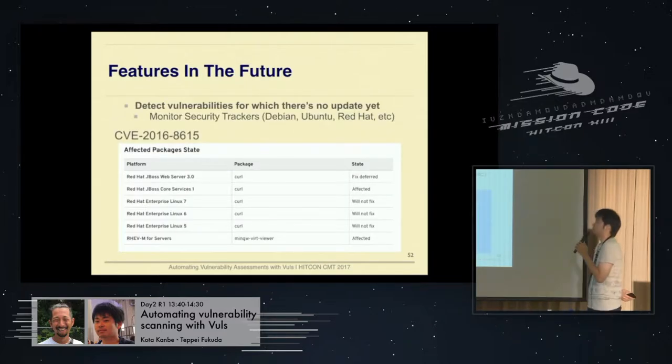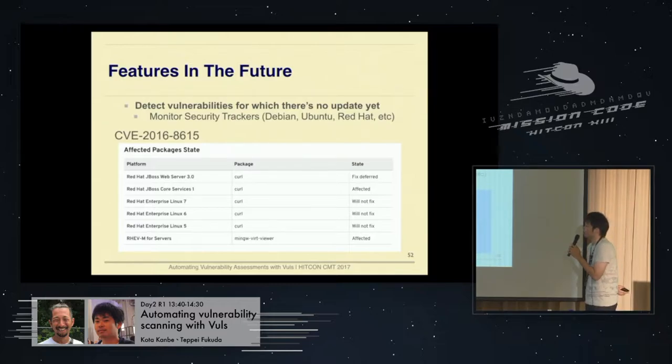In terms of new features we plan on introducing in the future: although Vuls currently helps you find vulnerabilities for which there is already an update, we'd like to have Vuls give information on vulnerabilities for which there's no update yet. Related to this, we intend to add a monitoring function for security trackers, including Debian, Ubuntu, and so on.